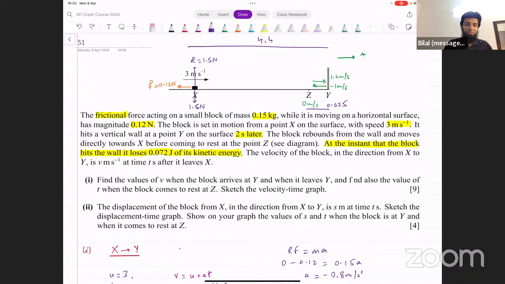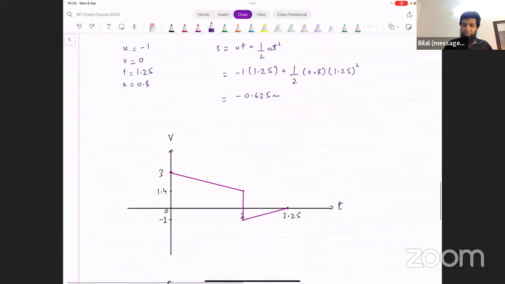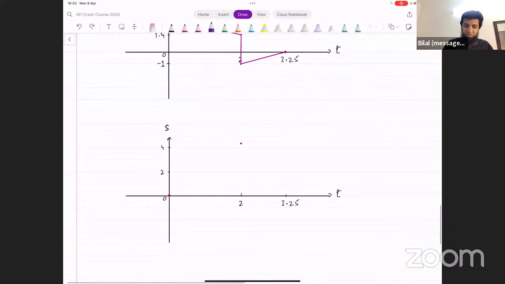So the final displacement is 3.775. At time 3.25, the displacement value is 3.775. That may be somewhere around here. This is the final displacement. These are the important points that we have. It starts from 0, then it goes here, and then it goes here.